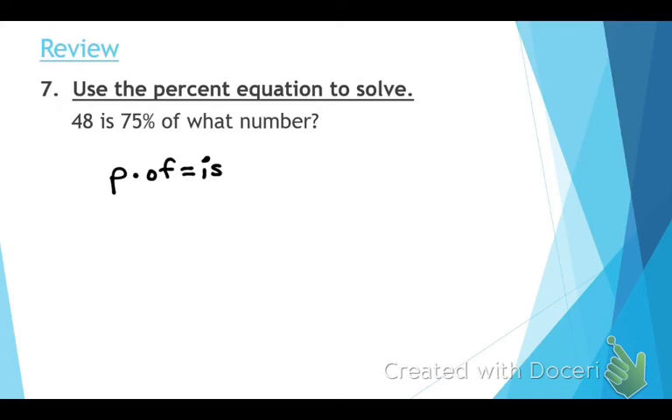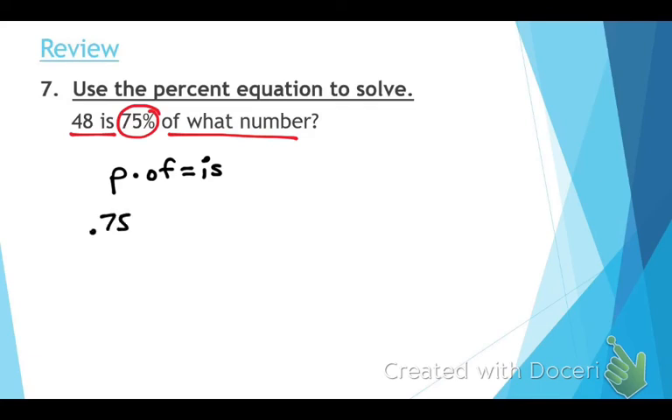Now, we can separate this original problem into 3 different things by underlining and circling the is, the of, and the percent. Ariana, what should I do? Underline 48 is, and then circle 75%, and underline of whatever. Excellent. I want you guys to do this on your own. Guys, what do I need to do with that percent? Change it to a decimal, 0.75.